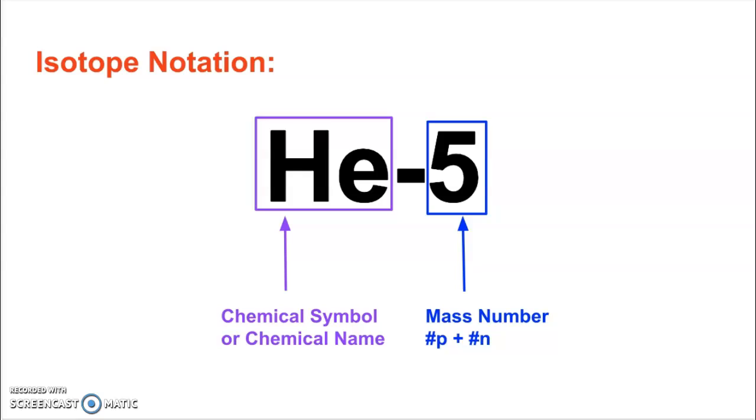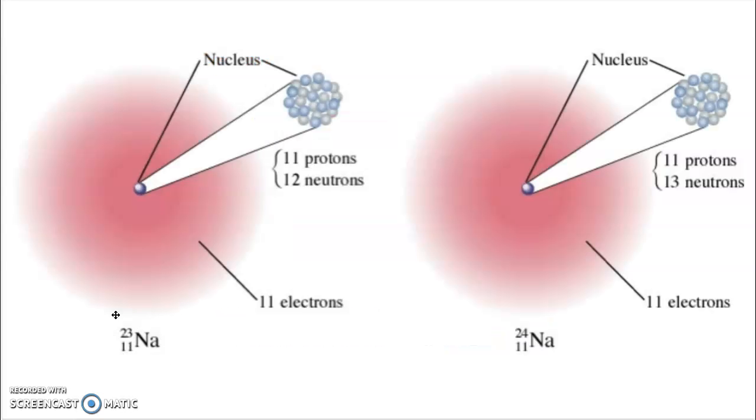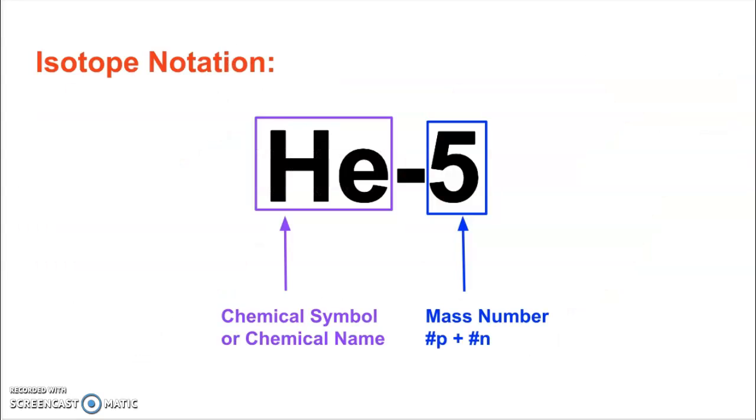Yesterday, we had also learned that we have a nuclear notation to show our atom, right? If we go back to this slide, we know that this is my nuclear notation. However, we can also use this type of notation to describe our isotopes. And this is what we call isotope notation.